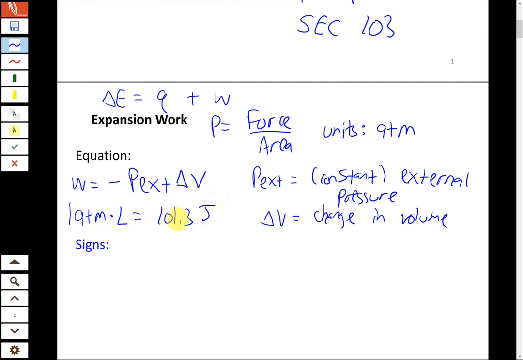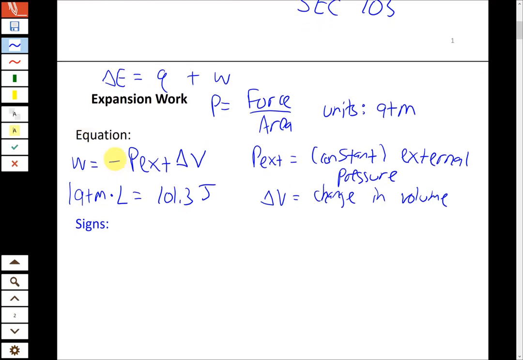So then if we think about the signs that are possible, again, we have this minus sign out front. Delta V can be positive or negative. External pressure is always a positive number. So if you're expanding the gas, that means your final volume is bigger than your initial volume.